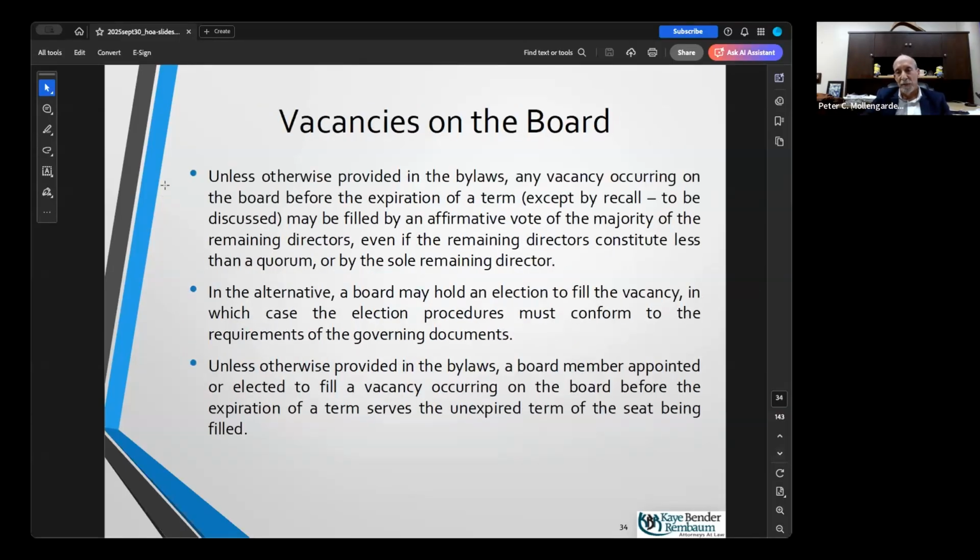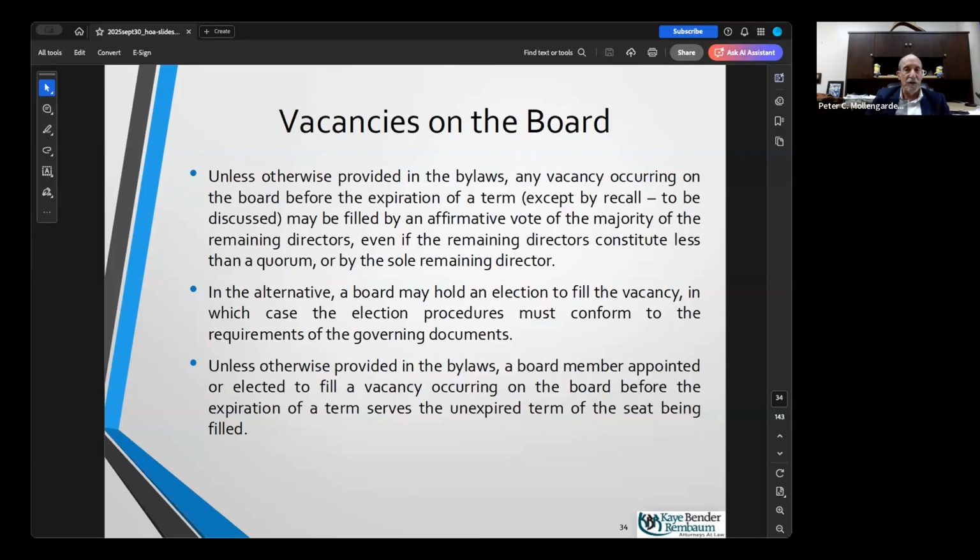Now, as I mentioned before, sometimes you'll have vacancies on the board not caused by the expiration of a term, but caused before the term expires. Usually death, resignation, things like that. How are those vacancies handled? Well, unless otherwise provided by your bylaws. So you've got to check out your bylaws.